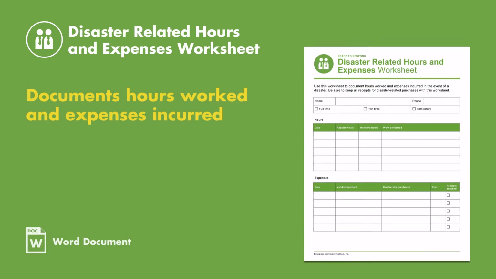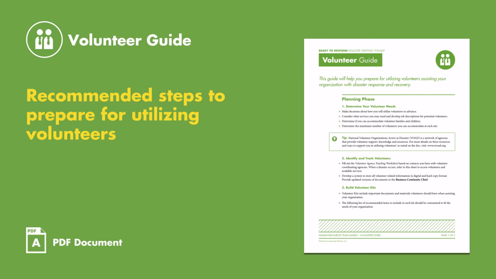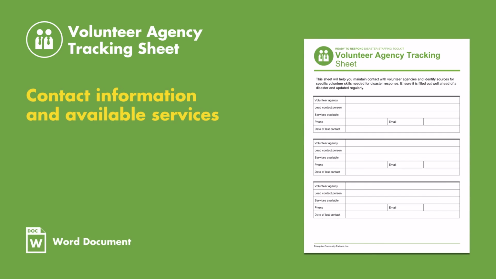The Disaster-Related Hours and Expenses Worksheet, which documents hours worked and expenses incurred during a disaster. Staff members will attach receipts to the worksheet and return it to the Human Resources Team Leader for reimbursement. The Volunteer Guide helps your organization recruit and use volunteers for disaster response. The Volunteer Sign-In Sheet helps track volunteers and their work at different sites. And the Volunteer Agency Tracking Sheet lists contact information on volunteers and services available to help your organization during a disaster. It should be updated regularly.